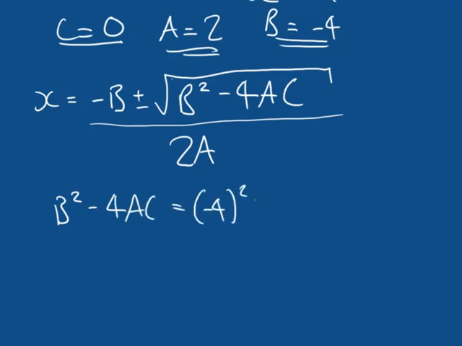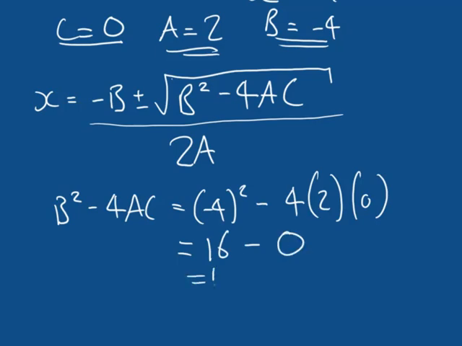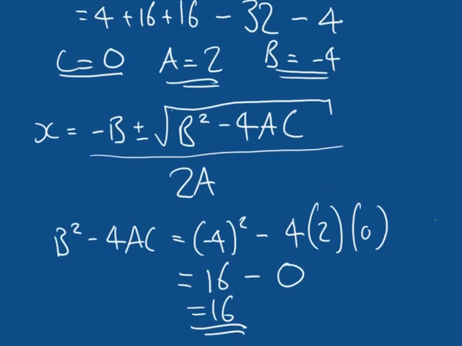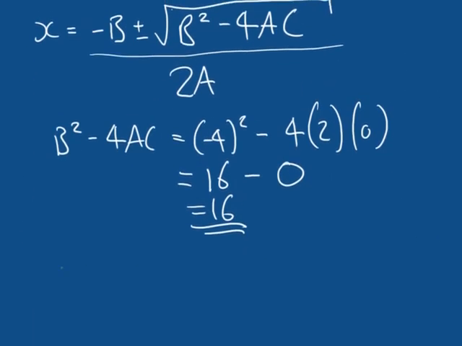So b squared minus 4ac is equal to -4 squared minus 4 times a is 2 times c is 0. Well, we can see that -4 squared is going to be 16. Minus 4 times 2 times 0 is 0. So b squared minus 4ac is 16, which means that this is positive. It gives us 2 points of intersection, which we were expecting. Fantastic. So we can now continue to find those points of intersection.